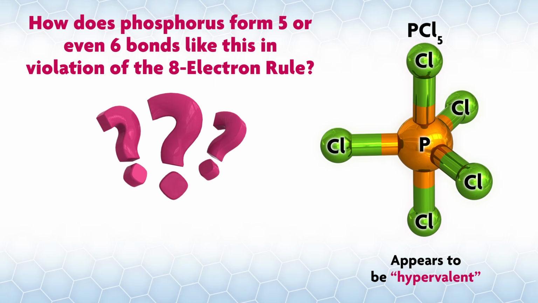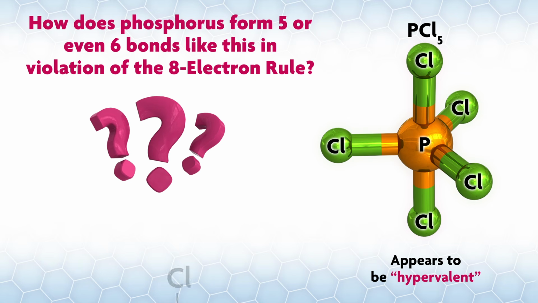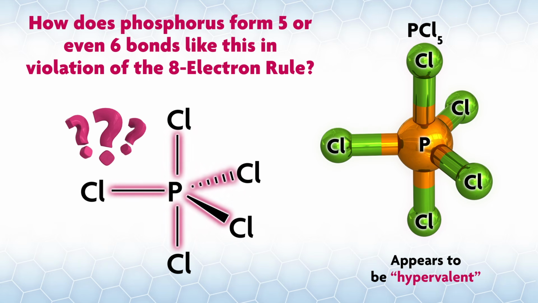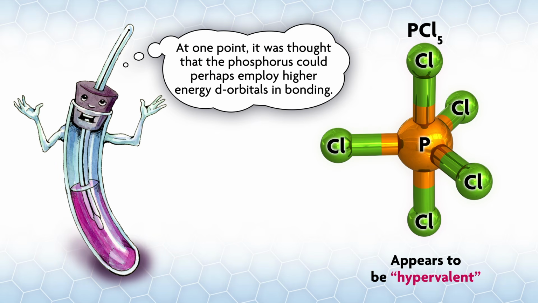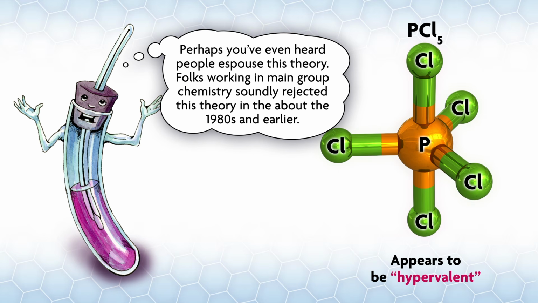How does phosphorus form 5 or even 6 bonds like this in violation of the 8-electron rule? Put another way, what do the lines mean when we draw PCl5 like this? At one point, it was thought that phosphorus could perhaps employ higher energy d orbitals in bonding. Perhaps you've even heard people espouse this theory.